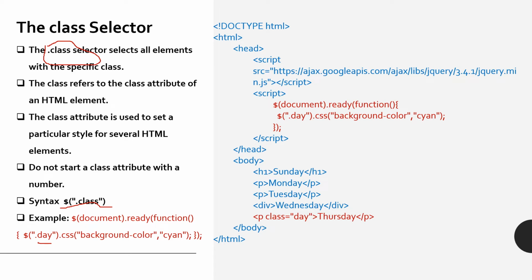The element which has the class name day, in that we need to change the background color to cyan. So this particular code will be executed, and in the body part, the class specified is day. Only the background color of this Thursday will be changed to cyan. This is about the class selector.